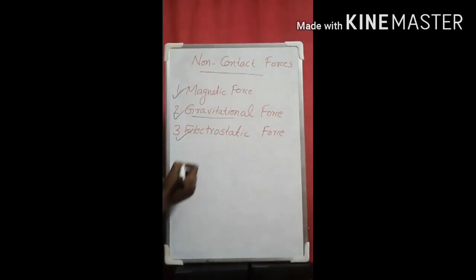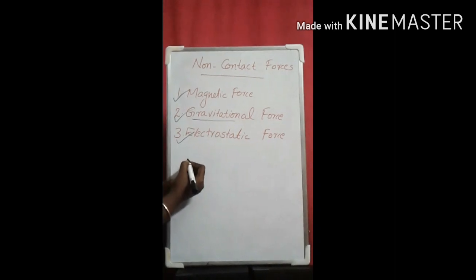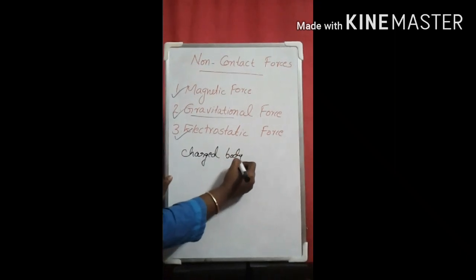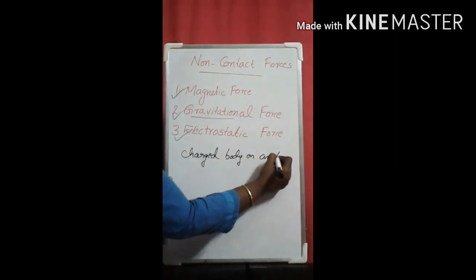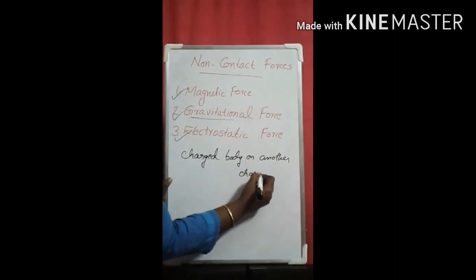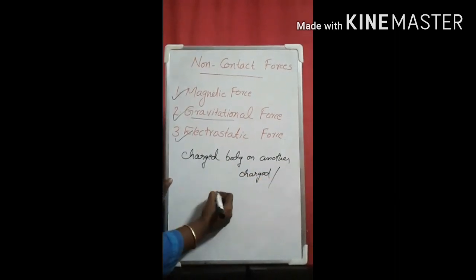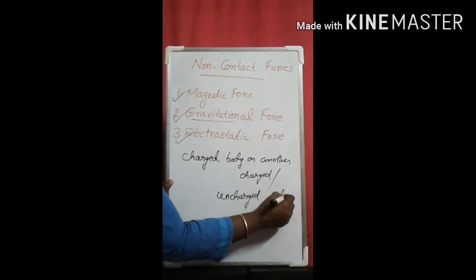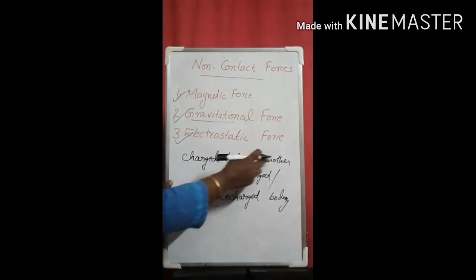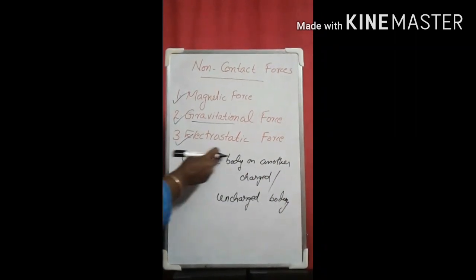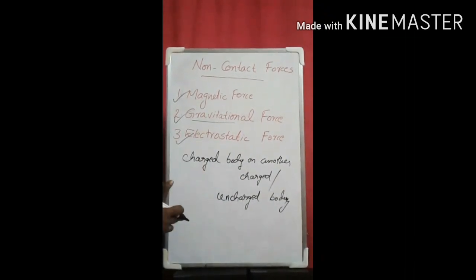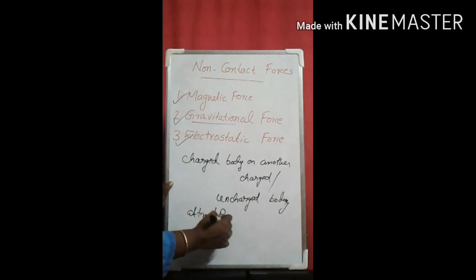Electrostatic force. The force exerted by a charged body on another charged body or uncharged body. The force exerted by a charged body on another charged body or a charged body on another uncharged body is called electrostatic force. Electrostatic force also may be attractive or repulsive.